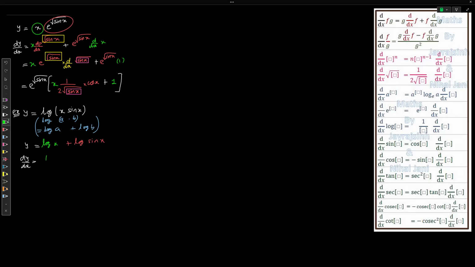Differentiation of log x is 1 upon x. And in the second term, we have to consider a box around sin x. So the differentiation of log box will be 1 upon box into differentiation of box. Now, what do we have within the box? Sin x. So simply multiply the differentiation of sin x, which is cos x. So 1 upon x plus cot x is your final answer. Ta-da!